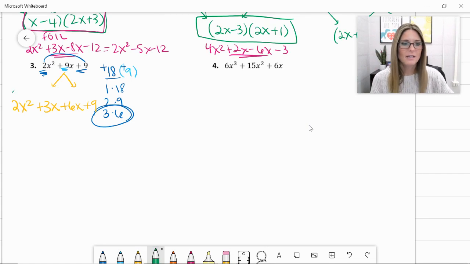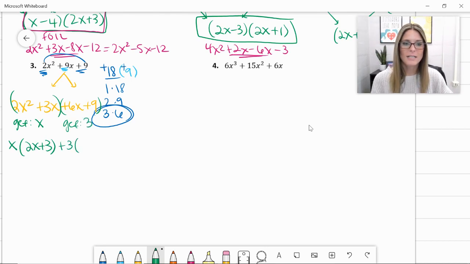So let's take our grouping method, find our GCFs. First GCF is going to be just an x, so we'll have x times 2x plus 3. Second GCF, 6x plus 9. I think they just have a 3 in common. So let me write that out to the side. And left in the parentheses would be a 2x plus 3.